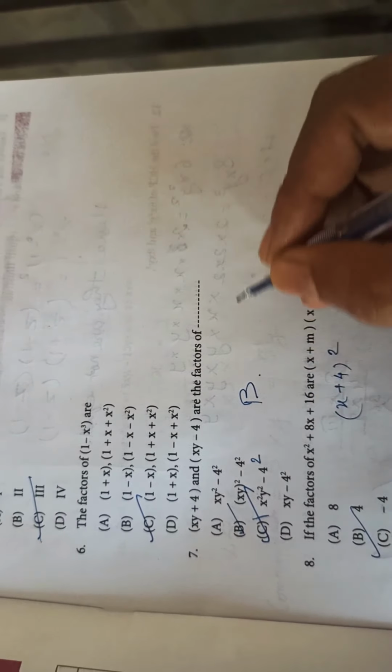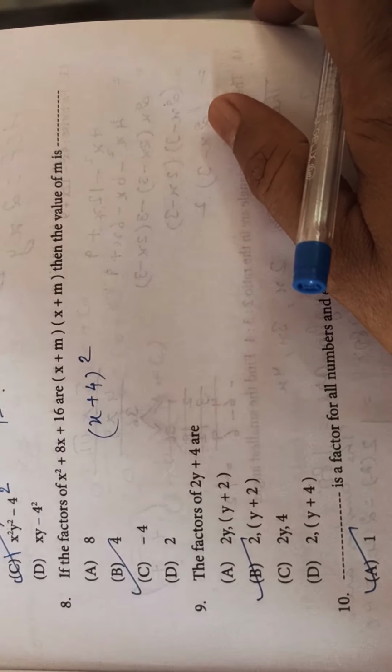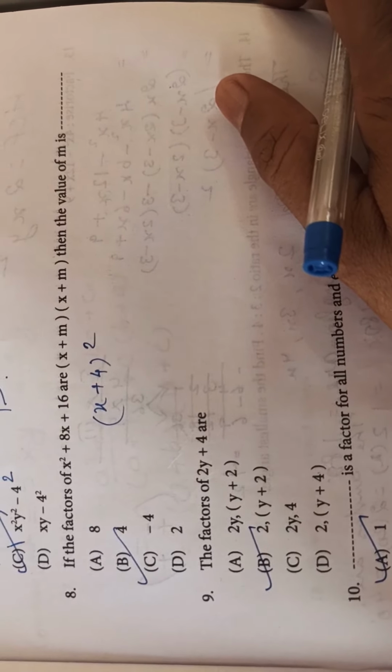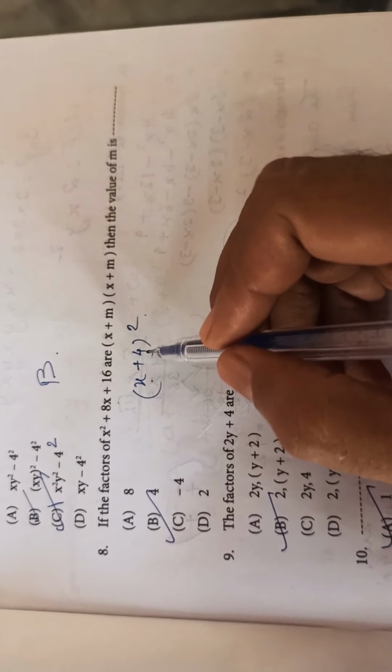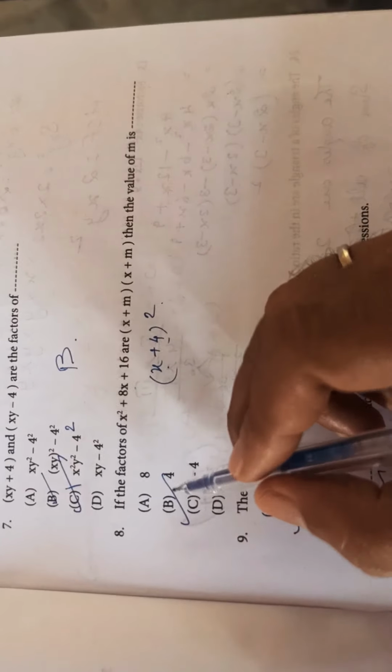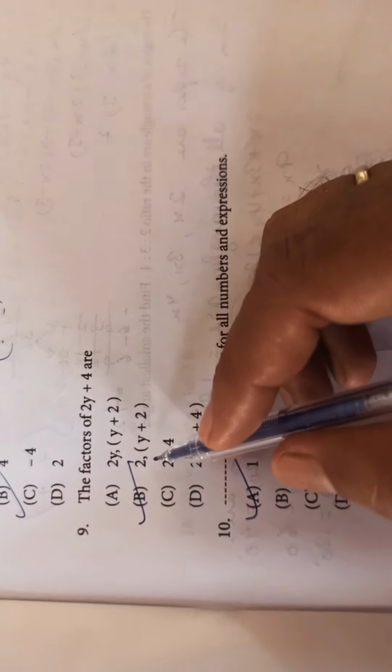The answer is B. Next, if a factor of x square plus 8x plus 6x plus m, so as you can see, we can write this as x plus 4. So by comparison, m is equal to 4. Okay, answer B. The factor of 2y plus 4. So 2 can be taken out common, y plus 2. One is the factor of all the numbers and expressions.